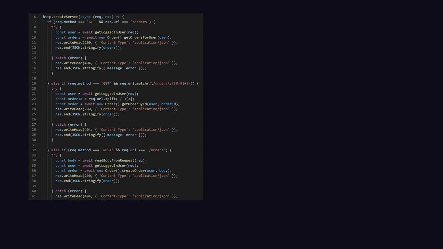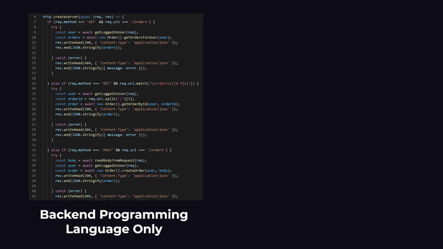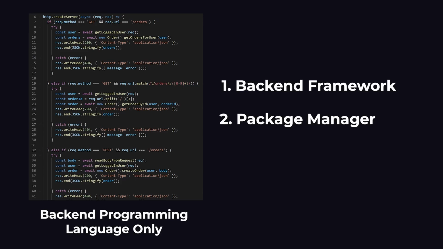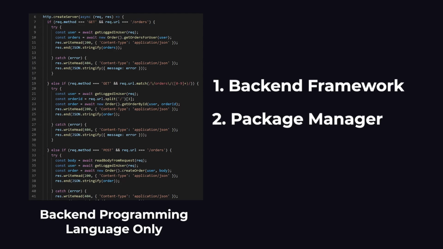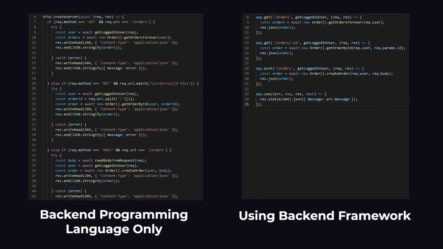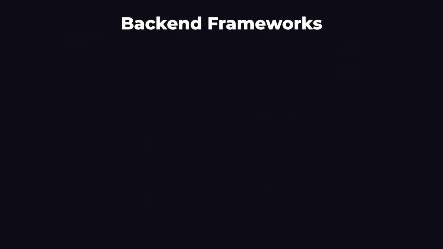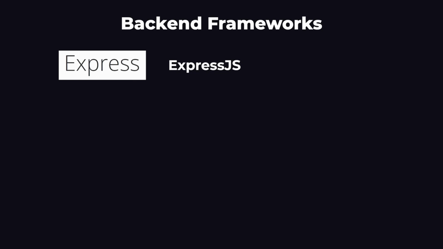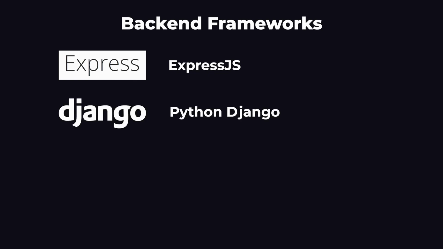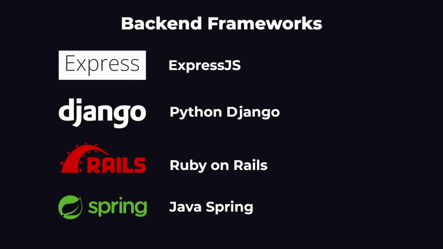However, using a backend programming language by itself is actually really difficult and requires a huge amount of code. So there are two tools that we use to help with this: a backend framework and a package manager. A backend framework helps us create a server much easier and with a lot less code. Each backend programming language has a few different frameworks to choose from, but the most popular ones are Express.js for JavaScript, Python Django, Ruby on Rails, and Java Spring.